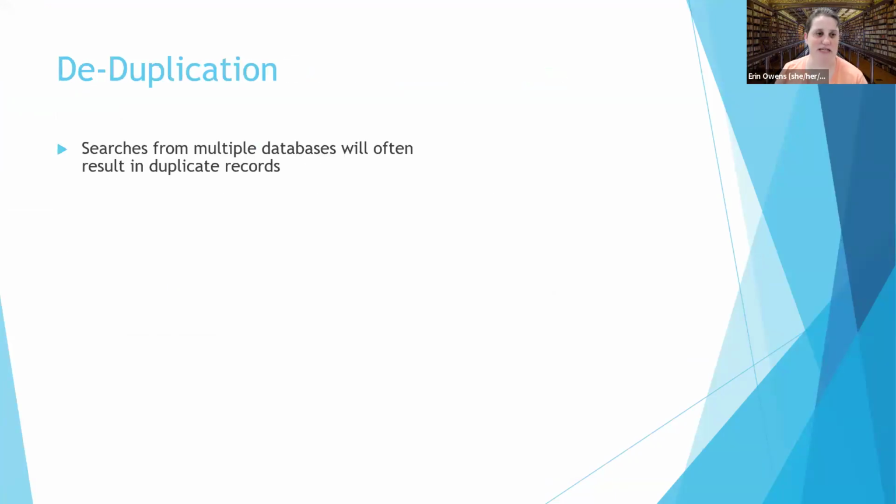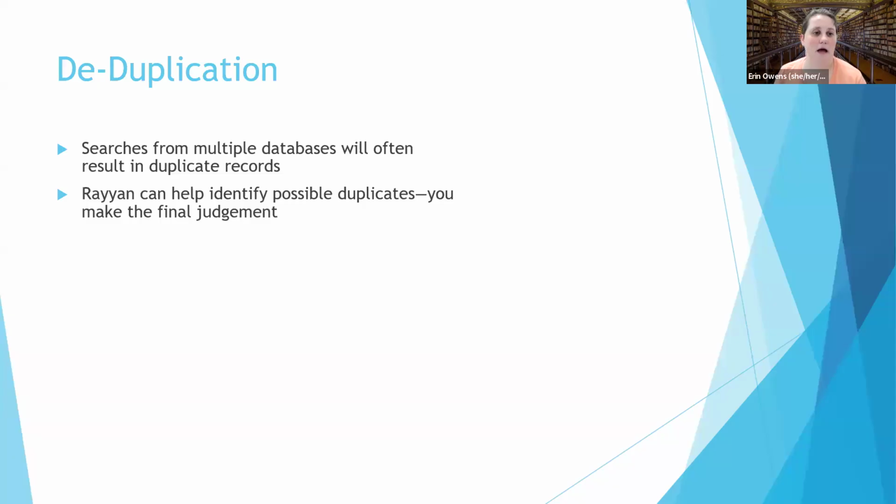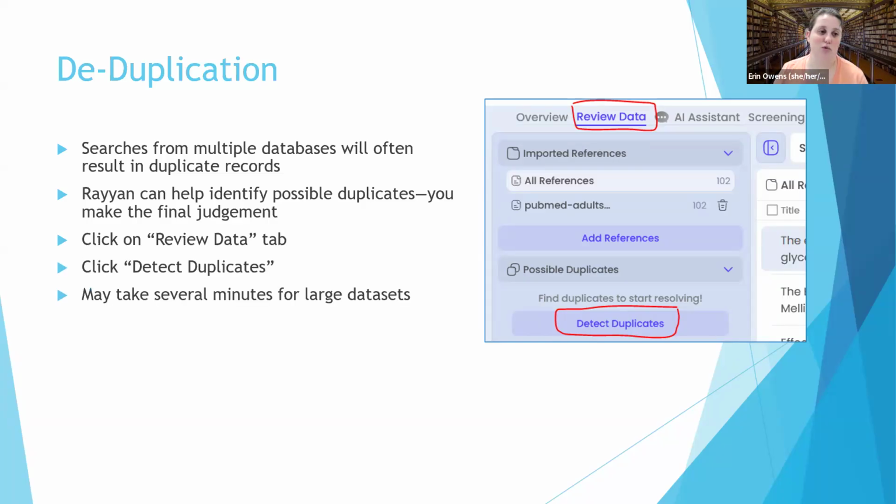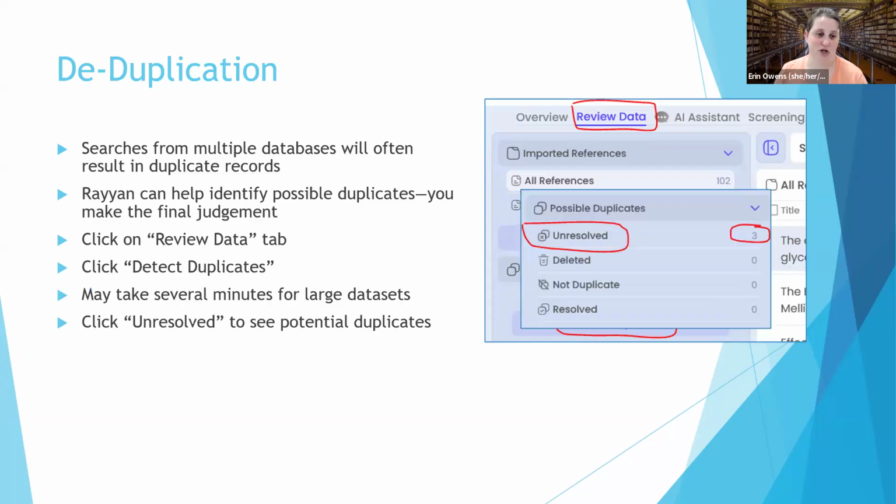Okay, so I mentioned deduplication a little bit. Rayyan will help you identify the possible duplicates. You still get to make the final judgment about whether or not they qualify as duplicates and whether you want to eliminate one of them and keep one of them. You can determine what you want to take priority.